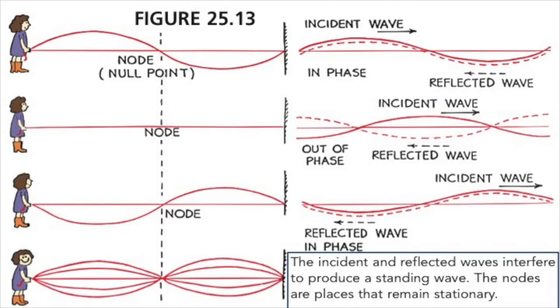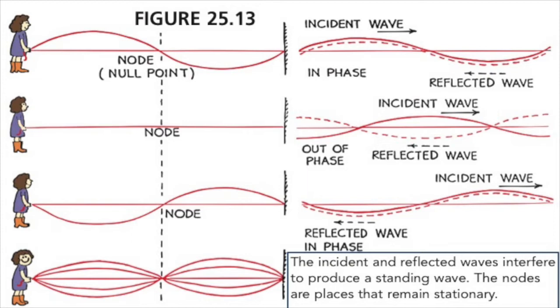This is figure 25.13. The incident and reflected waves interfere to produce a standing wave. The nodes are places that remain stationary. The nodes would be along the axis line. So you have the node or the null point, and you can examine each wave to see what's in phase, what's out of phase, the incident wave, the reflected wave.